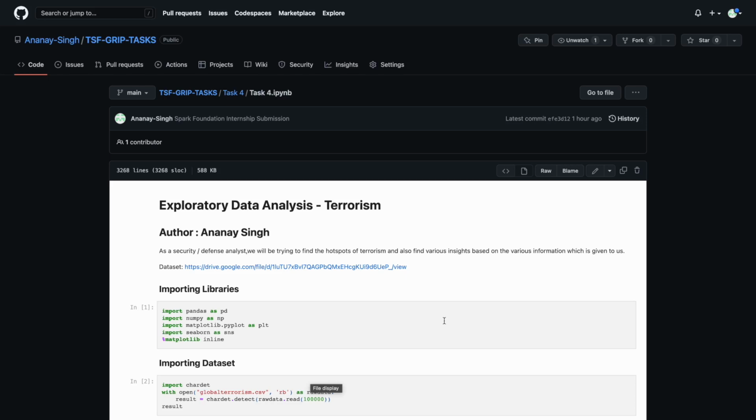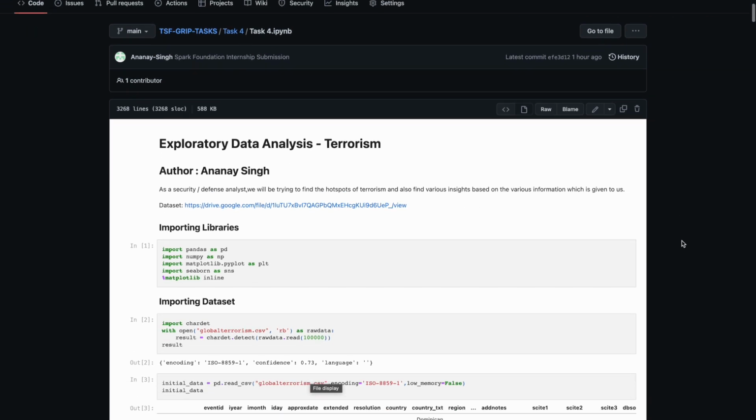Hello everyone. Now we'll be looking into Task 4 of the Sparks Foundation Graduate Rotational Internship Program, which is Exploratory Data Analysis on the Terrorism Dataset. As a security or defense analyst, we will be trying to find the hotspots of terrorism and also find various insights based on the information that is available to us in the dataset.